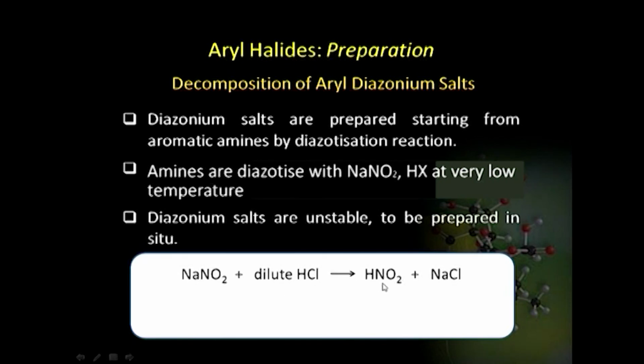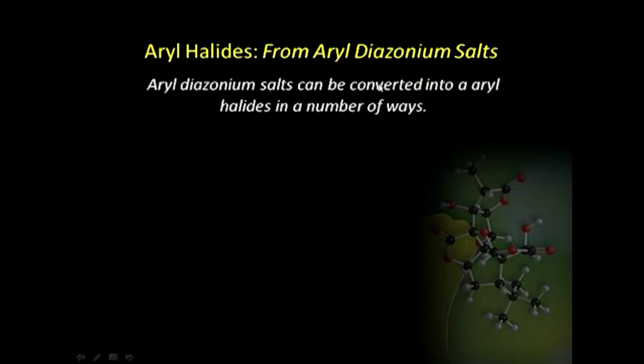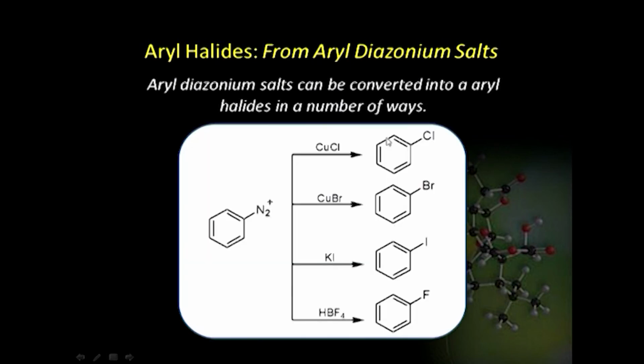NaNO2 with dilute HCl gives HNO2 and NaCl, and this is how, if we take aniline, it gets converted into the diazonium salt. Aryl diazonium salts can be converted into aryl halides in a number of ways. So, these are various methods wherein we use a copper halide like cuprous chloride or bromide, potassium iodide, or a fluoro compound to get the halo-substituted benzene molecules.